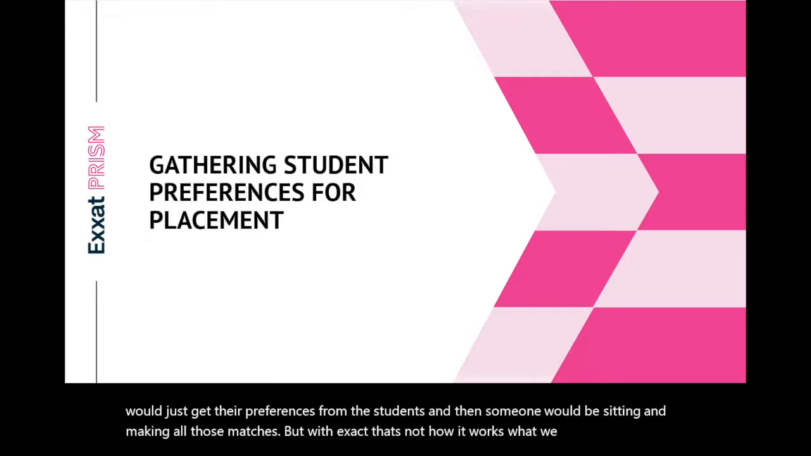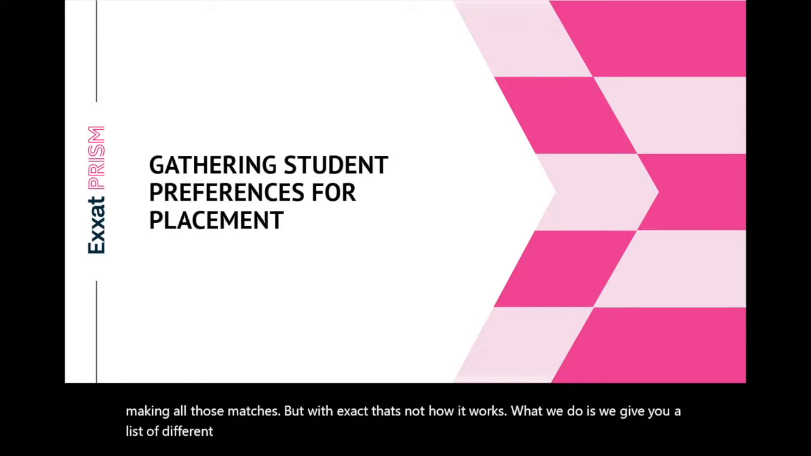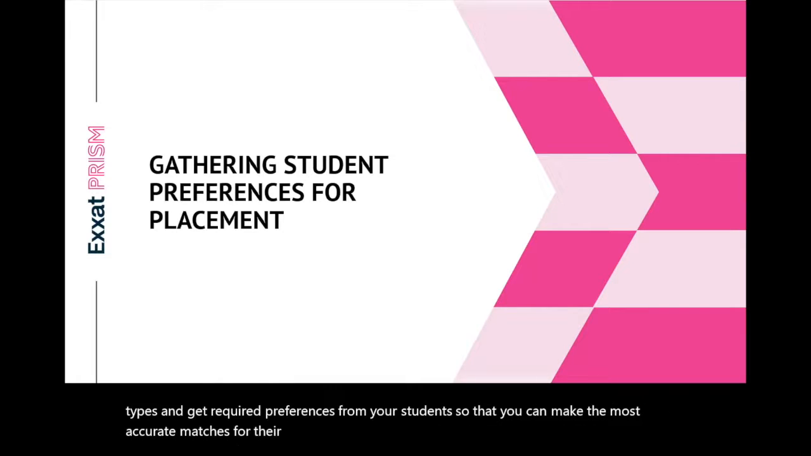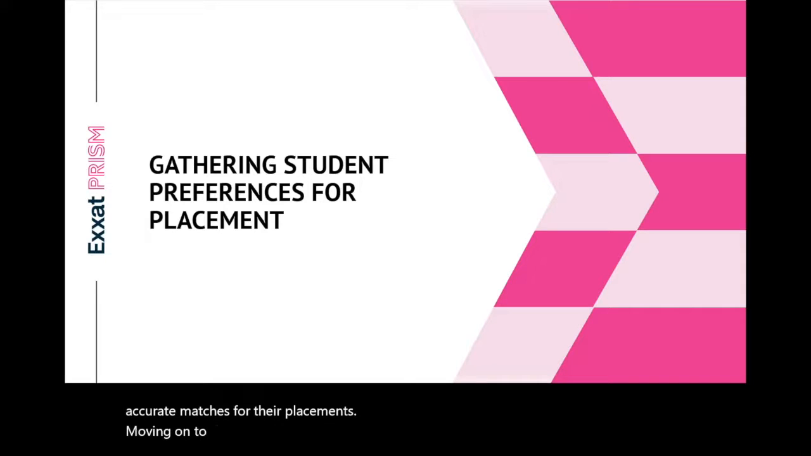What we do is we give you a list of different types of wish lists where you have the ability and the freedom to select those types and get required preferences from your students so that you can make the most accurate matches for their placement. Moving on to the next slide, we will first see what are the different types of wish lists that we have available with the Exxat Prism system.